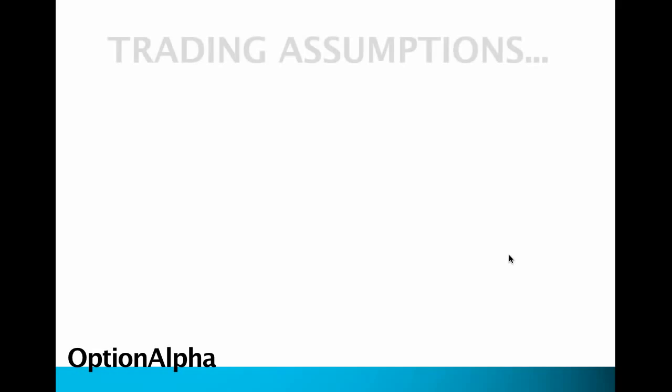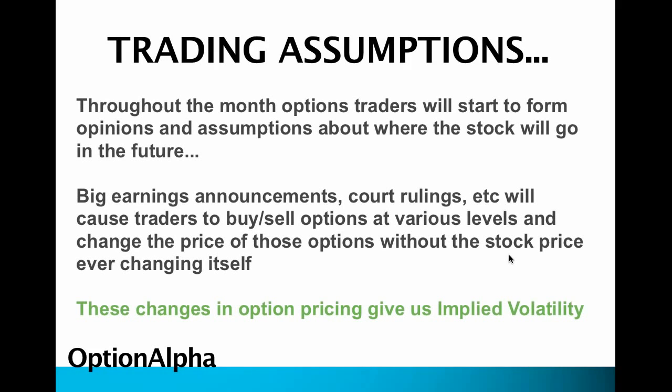There are some basic trading assumptions that you're going to make throughout the month when you're looking at implied volatility. So throughout the month, option traders are going to start to form opinions and assumptions about where the stock is going to go in the future, right? We all have an opinion, we all speculate, and that's why we're in this business. So big earnings, court rulings, etc. are going to cause people to buy or sell options at various levels. If they're really bullish, they'll be really out of the money. If they're really bearish, they'll be really out of the money on the bearish side.